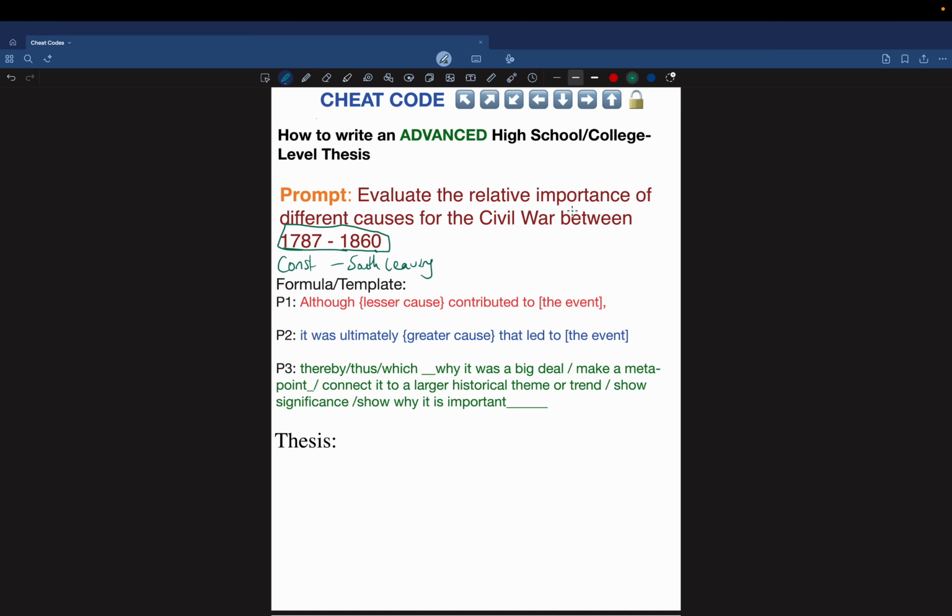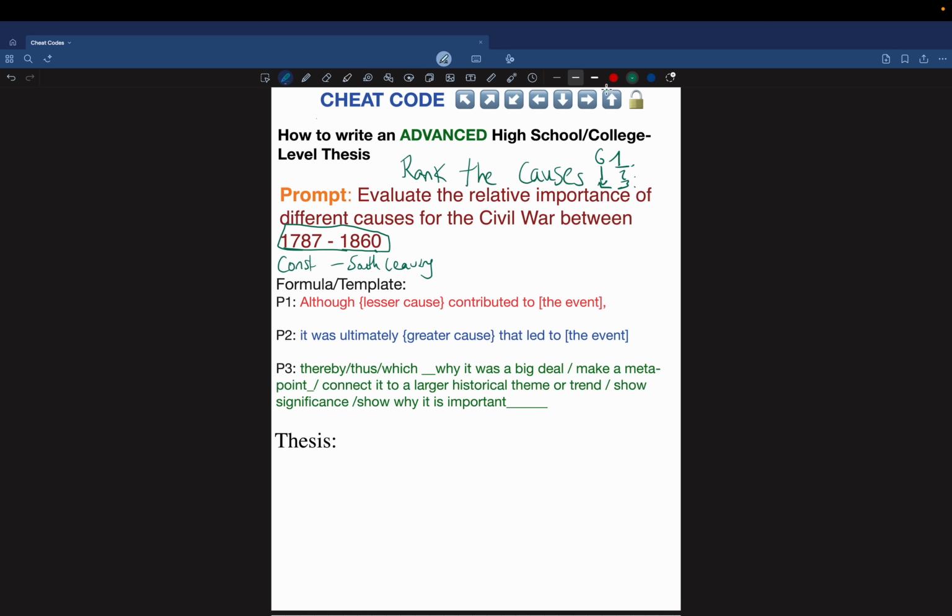So it says evaluate the relative importance. What does that mean? It wants you to simply rank the causes. And I have the perfect thesis for that. So it's not arguing what was or wasn't a cause. It wants you to think critically about what was the greater cause to lesser cause.